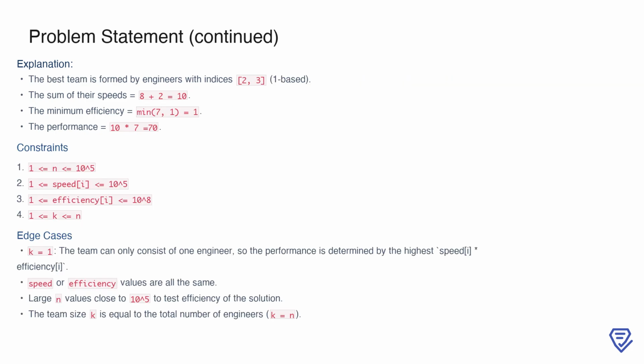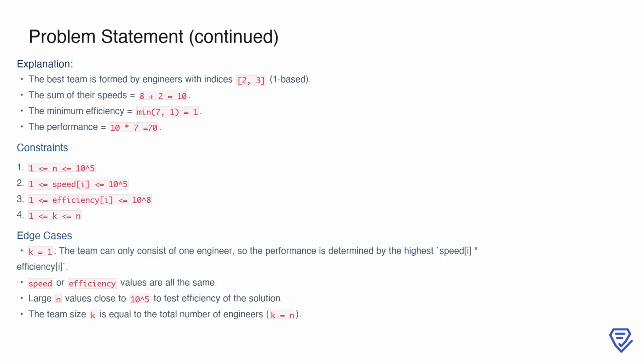In the third example, we have n equals 3, speed equals [2, 8, 2], efficiency equals [2, 7, 1], and k equals 2. Here, the best team consists of the engineers with indices 2 and 3. The sum of their speeds is 8 plus 2 equals 10, and the minimum efficiency is min(7, 1) equals 1. However, since we consider the product of the total speed and the minimum efficiency, the performance of the team becomes 10 * 7 equals 70. Thus, the output for this example is 70.